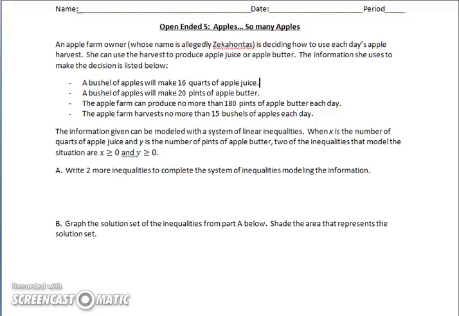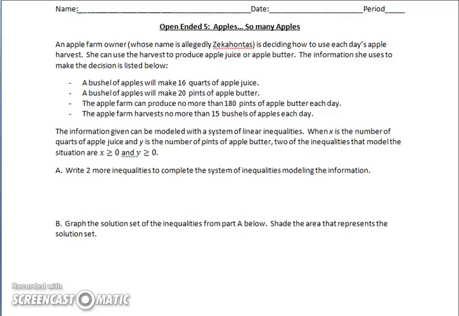Hi everybody. Today's open-ended is going to involve systems of inequalities. We're going to have to make the lines and make the linear inequalities and then shade and use systems and that sort of thing. So it's dealing with an apple farm.